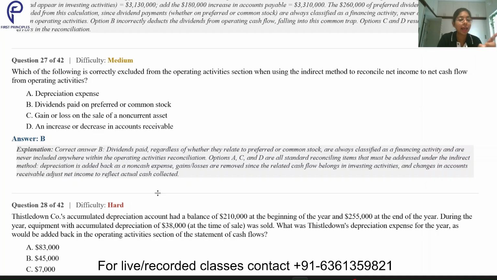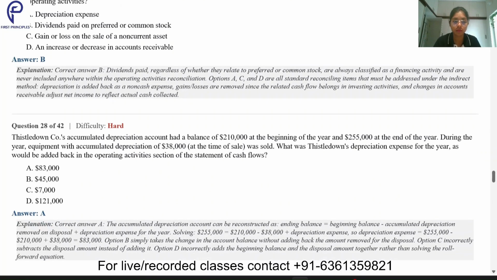Option C, gain or loss on sale of non-current asset. Is this adjusted anywhere? Yes. Why? Because gain or loss is being adjusted in the net income, because this is a part of investing activity and this is already included in the net income. So to nullify the impact, we have to do the adjustments accordingly. Then D, an increase or decrease in accounts receivable. Yes, this will be adjusted, because this is a current asset. Any increase or decrease in current asset or current liability is adjusted in my net income.